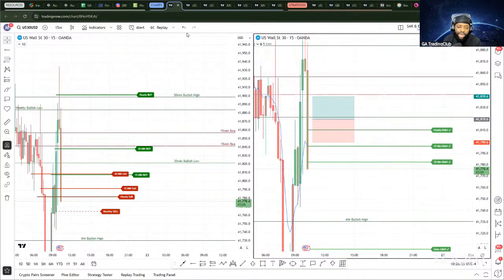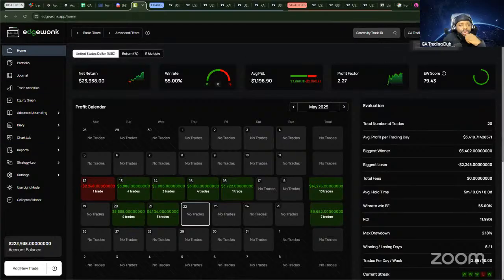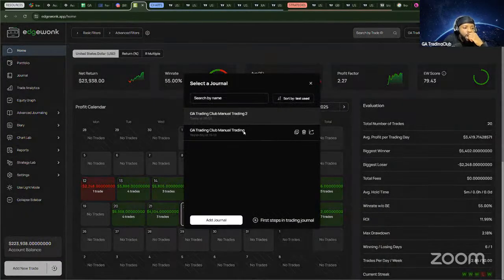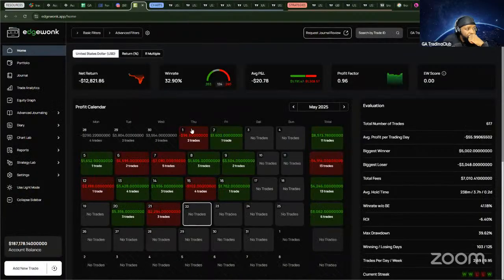So I think that's why I got burned on CPI. And I think I have it here. So if we go to my other trading journal here, you'll see that, yeah, CPI this Wednesday.